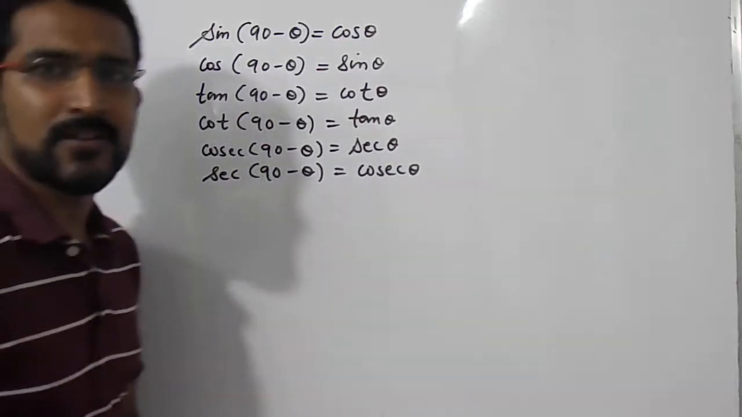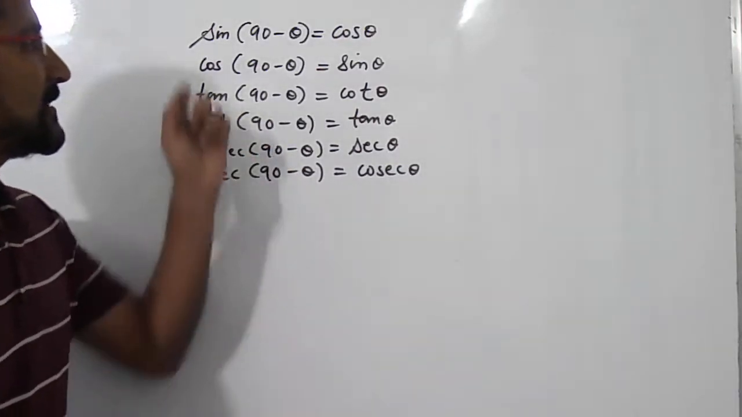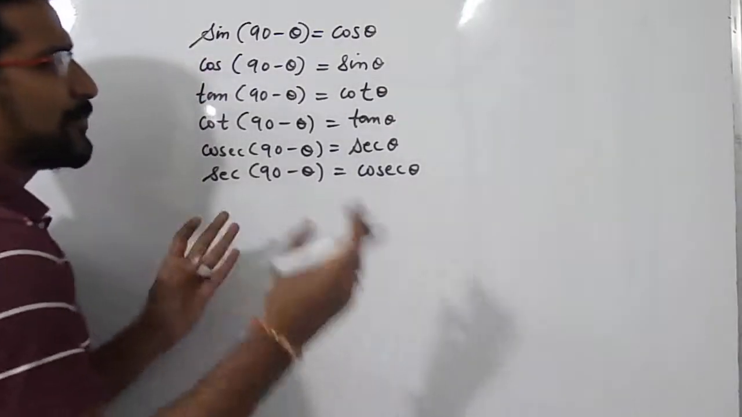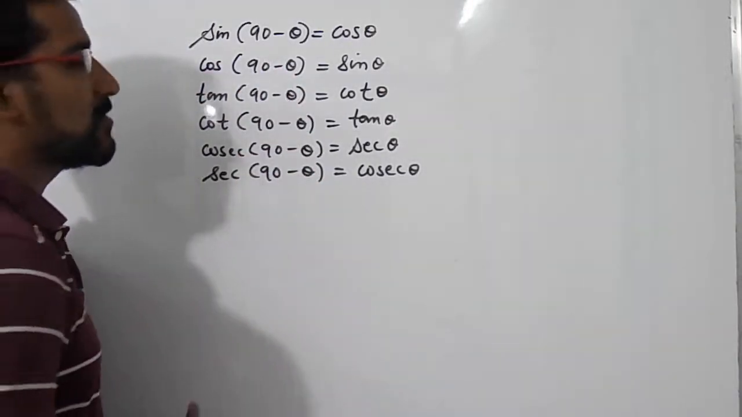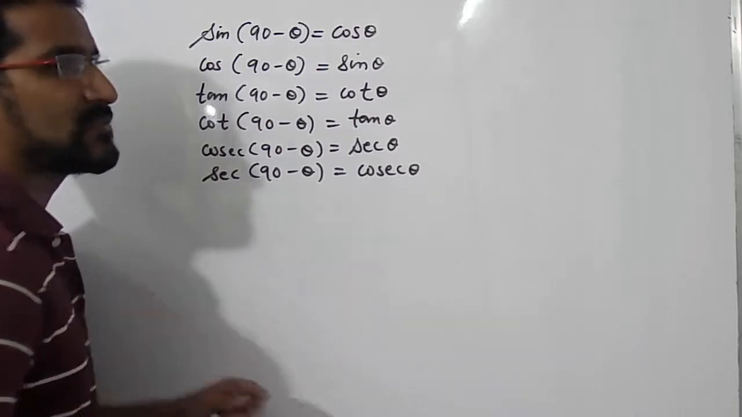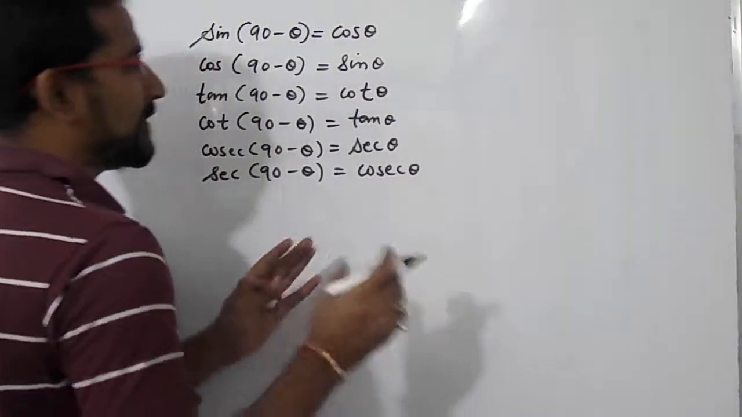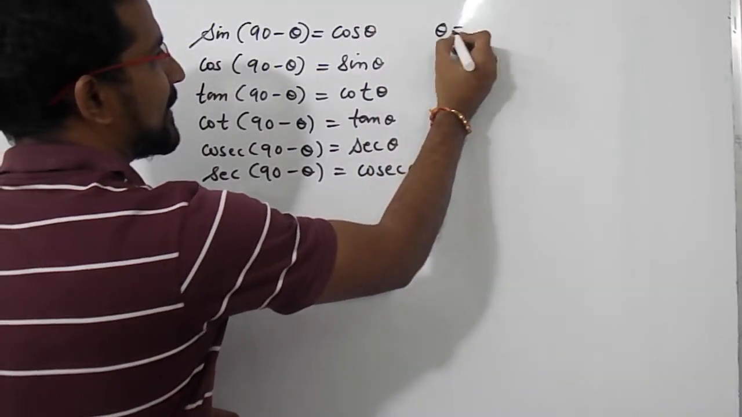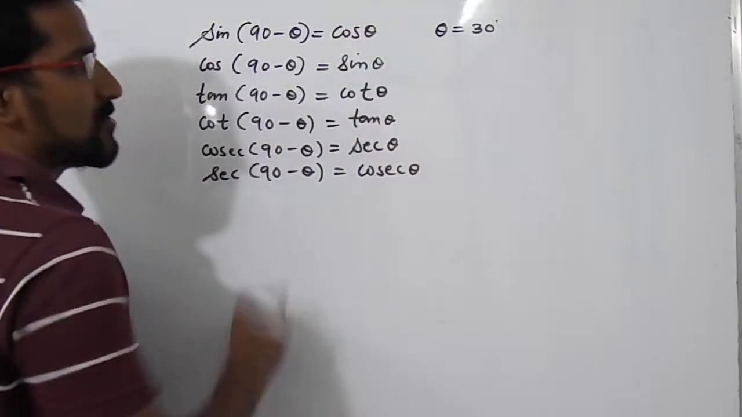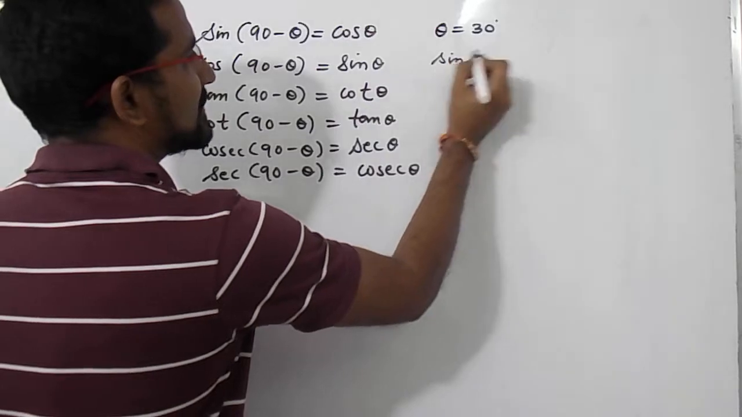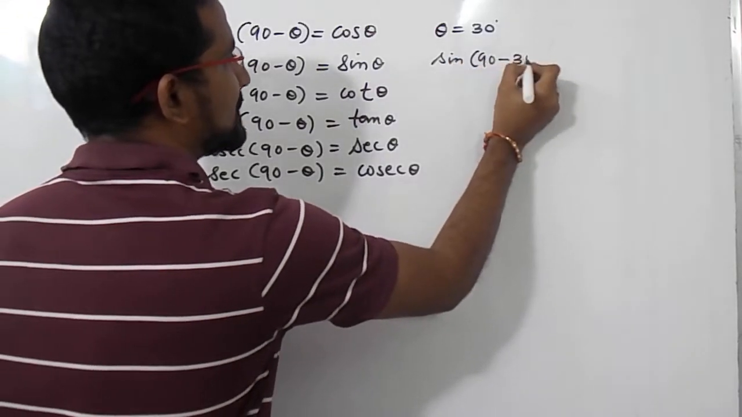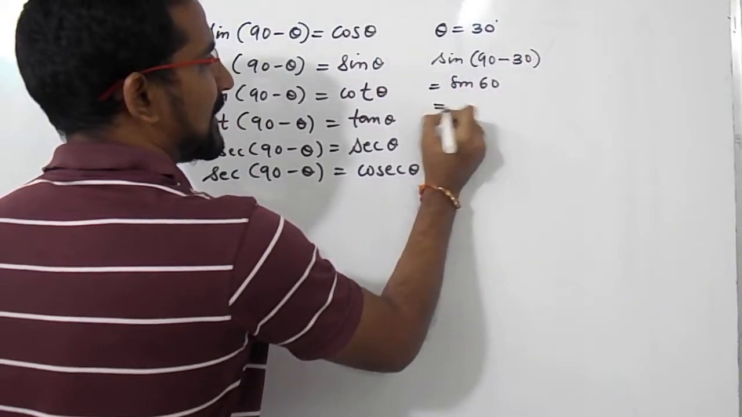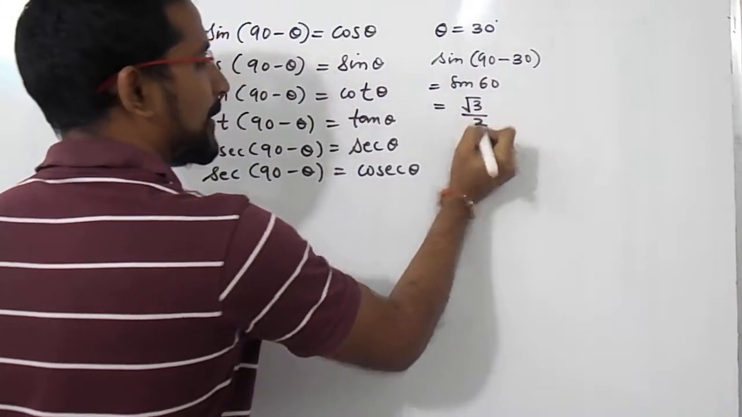So this relation you have to know, that sin(90 minus theta) equals cos theta. We can prove it by taking a triangle also, and from the trigonometric values that we have already seen of particular angles. For example, suppose you take theta equals 30 degrees. Now what will be sin(90 minus theta)? So sin(90 minus 30), that is sin 60. 90 minus 30, so sin 60 is root 3 by 2.